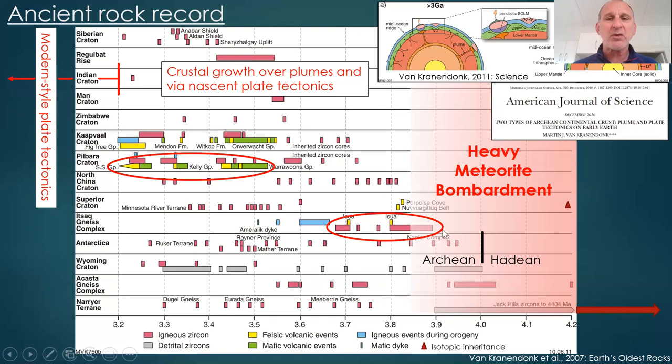But well-preserved rocks don't really start to come into the rock record until about 3.8, 3.7 billion years ago in West Greenland. And that's right at the tail end of the heavy meteorite bombardment phase of planetary accretion. Even better preserved rocks are at about 3.5. And we're going to look at these two in terms of understanding environments that may have been present as nascent plate tectonics was going and crust was forming in two distinct ways. Over plumes, like in Iceland, and via this nascent plate tectonics horizontal accretion, more akin to a model like the one shown here.